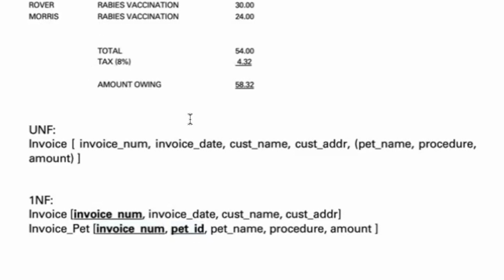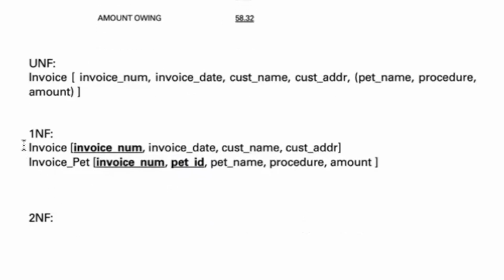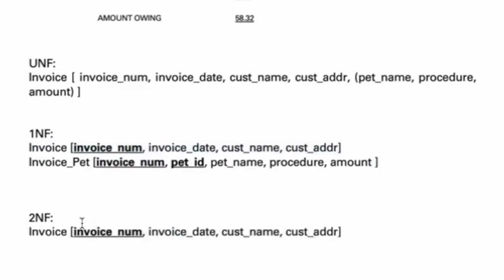So pet ID was selected and added as a key because pet name, being a character string, is not a good candidate. Okay. So second normal form. This table is already in the second normal form as there are no partial dependencies. But in the invoice pet table, there is a partial dependency. And what is the partial dependency in invoice pet? Which field is only dependent on one of the two primary keys?